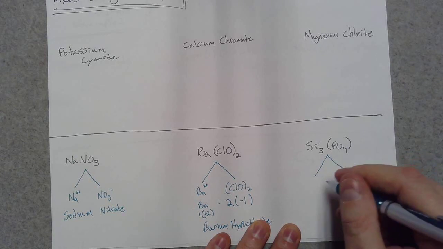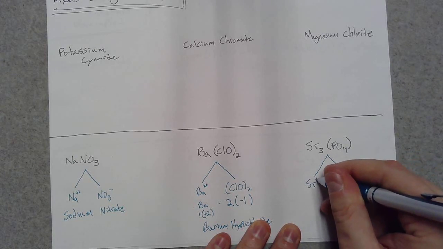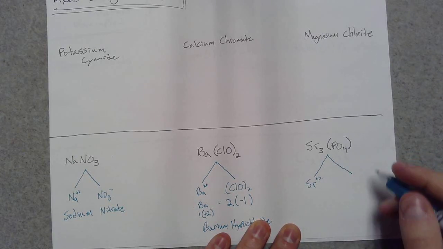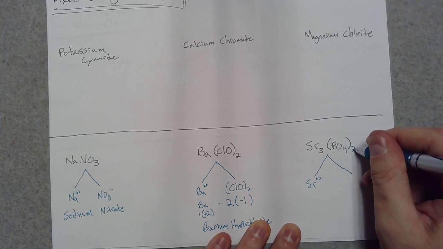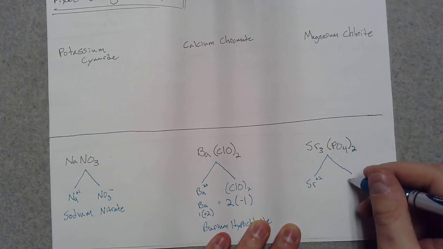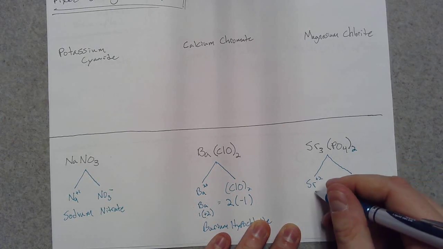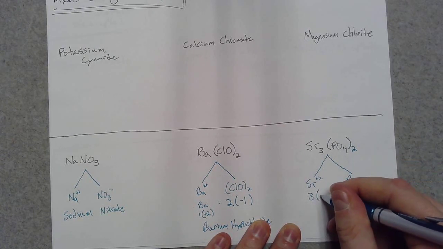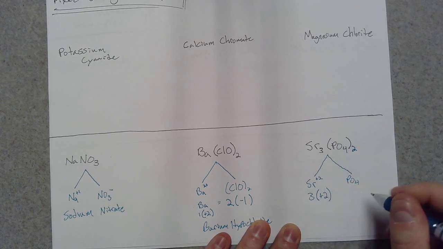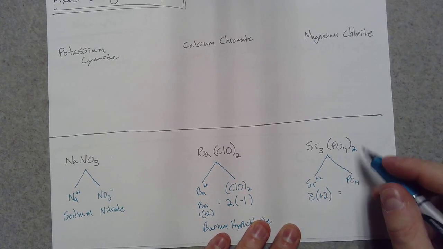So let's look at this one over here. We got strontium. Strontium is one of those 2 plusers on the other side. And this should actually have a 2 on there. Sorry about that, everybody. And this should be PO4. We're not quite sure yet. I know that I have 3 of these strontiums with a +2.